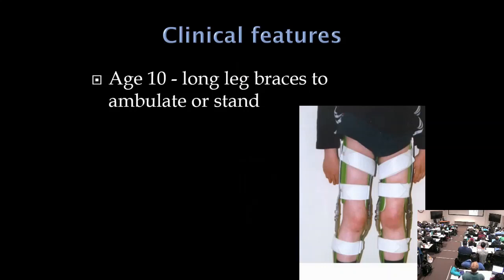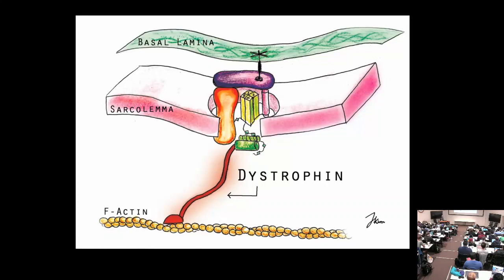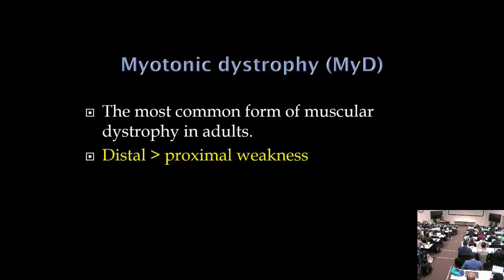So generally they're able to walk until the age of 10, and by that point they need leg braces to walk, and then usually wheelchair by 12. And you know, this is a fairly predictable course, so most patients will die around age 20 from respiratory failure. So remember, we call Duchenne's and Becker's both dystrophinopathies, and it's really kind of a spectrum depending on how much dystrophin is present or absent. So dystrophin here, an important link between muscle and the sarcolemma membrane. So if we don't have dystrophin, the muscle breaks down very easily.